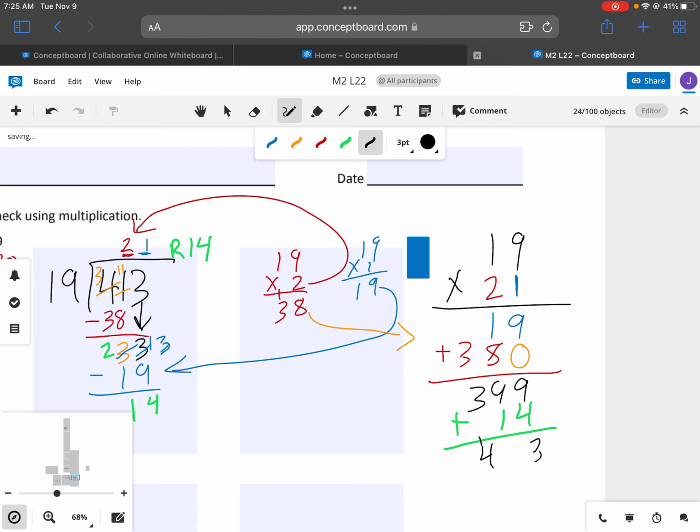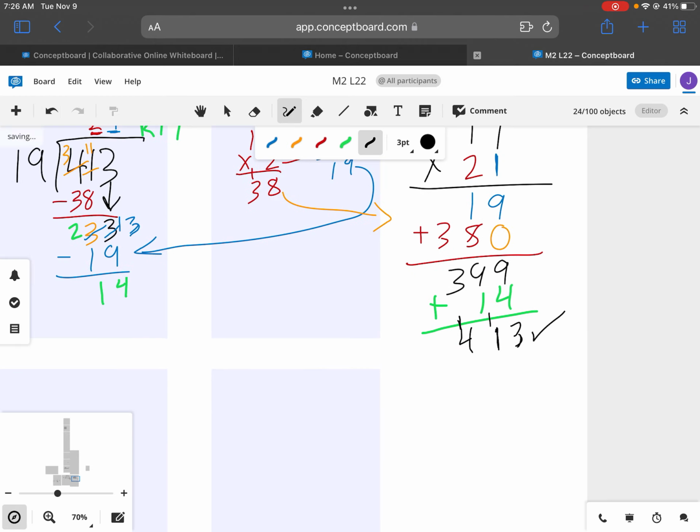Sorry, I'm doing it really quick. So 9 plus 4 is 13. 9 plus 1 is 10, plus 1 is 11. And then we have 3 plus 1 is 4. So then we have our check. We did it right.